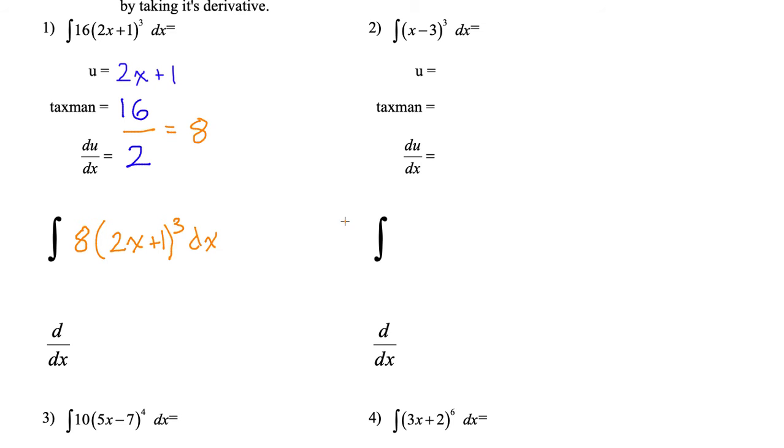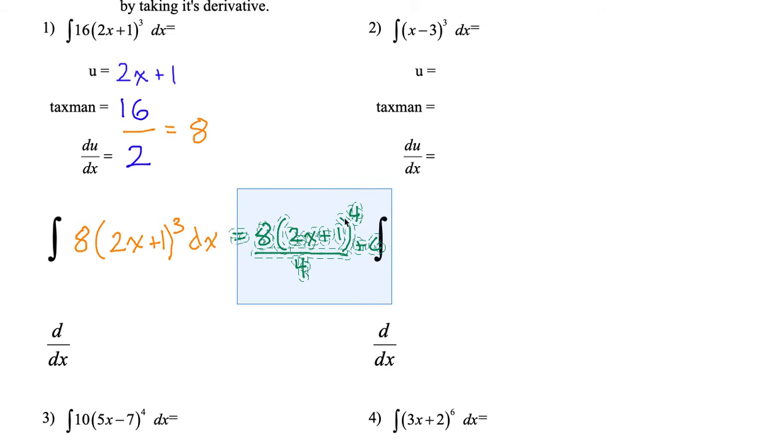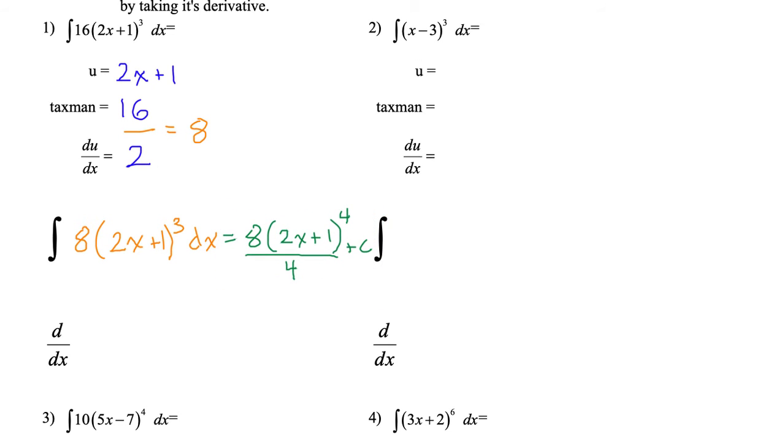Now I actually take that integral. So here we go. I think I need some more room to simplify. This is going to be 8 still times quantity of 2x plus 1, all that to the power of not 3 anymore. I'm going to add 1, it becomes 4, and then divide down by that 4. So all of that divided by 4. And don't forget your plus c.